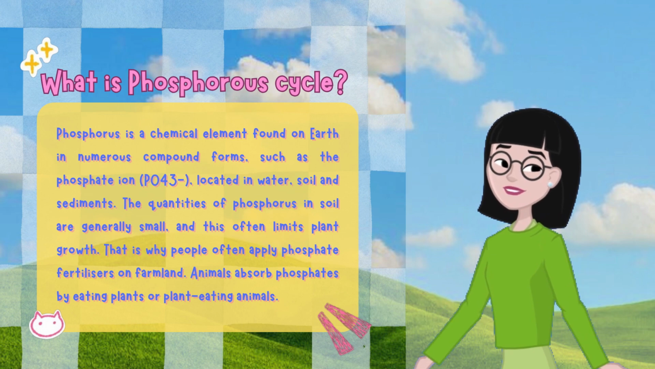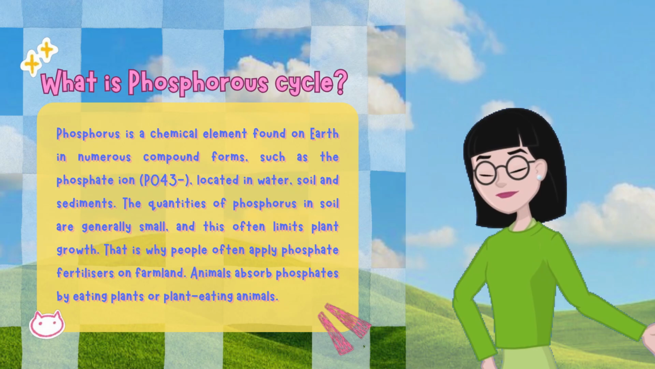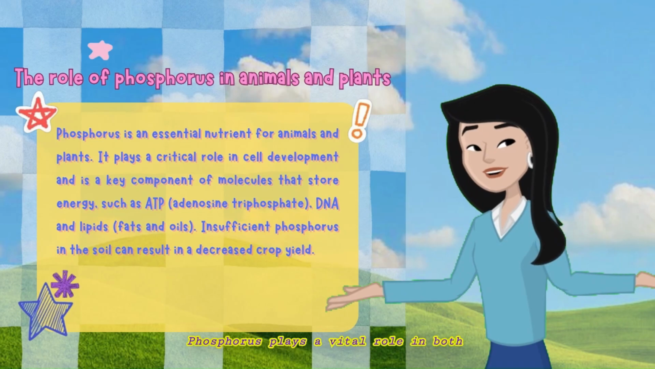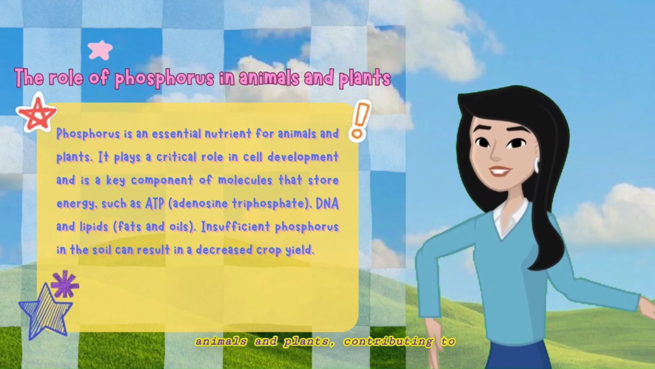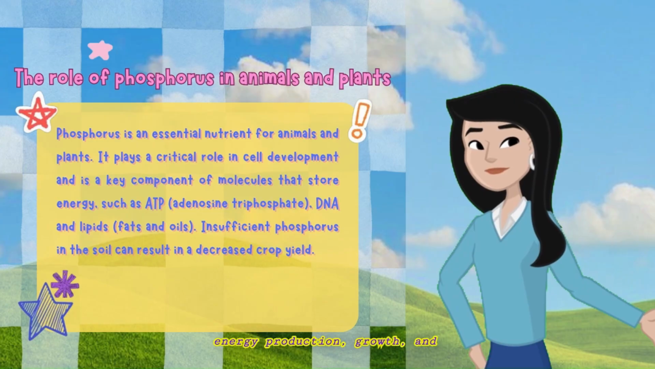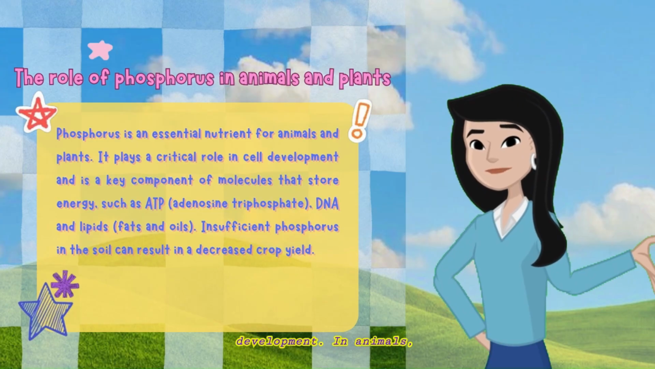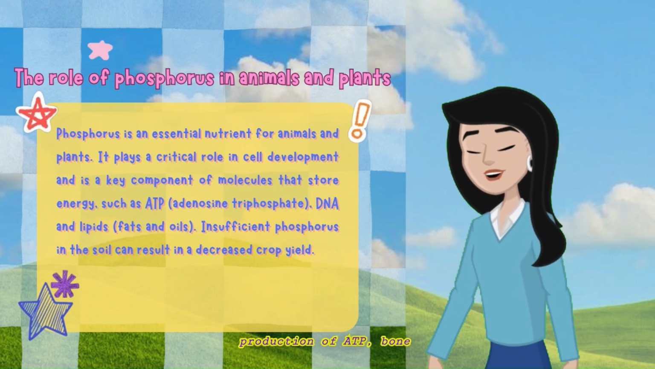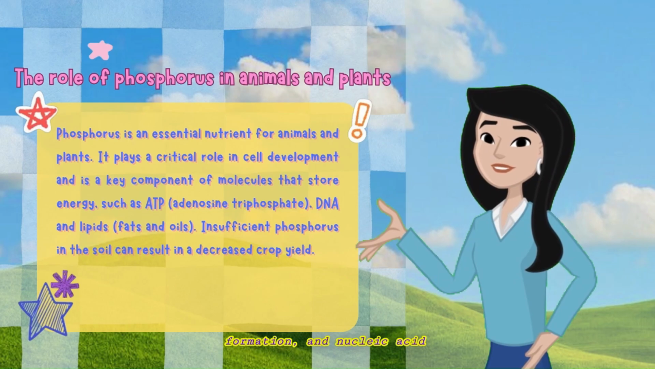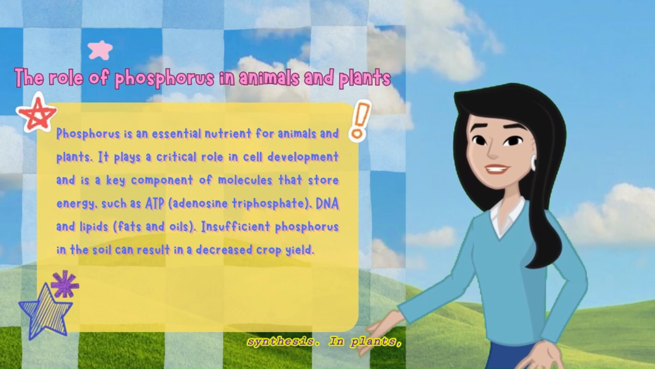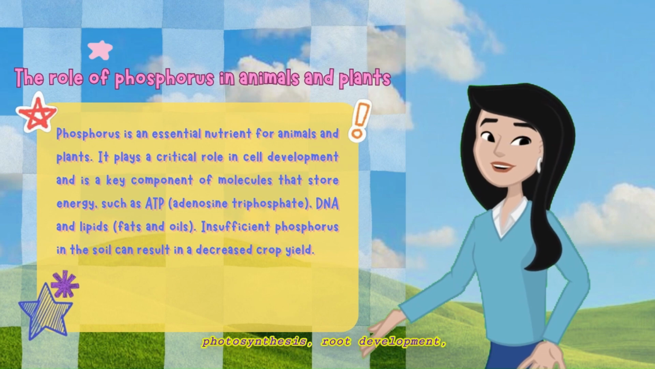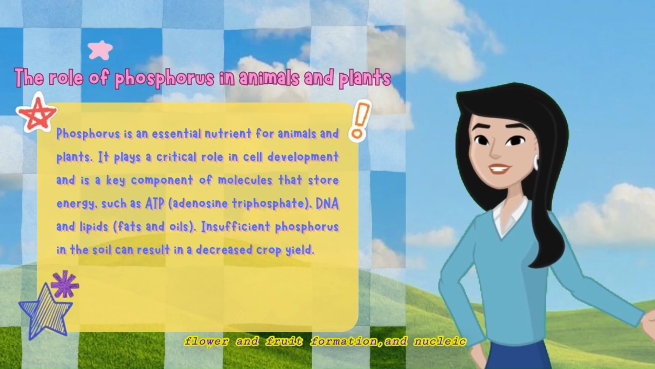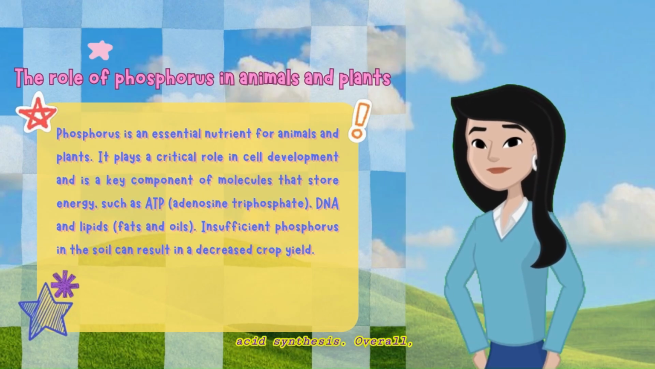Animals absorb phosphates by eating plants or plants eating animals. Phosphorus plays a vital role in both animals and plants, contributing to energy production, growth, and development. In animals, phosphorus is essential for the production of ATP, bone formation, and nucleic acid synthesis. In plants, phosphorus is necessary for photosynthesis, root development, flower and fruit formation, and nucleic acid synthesis.